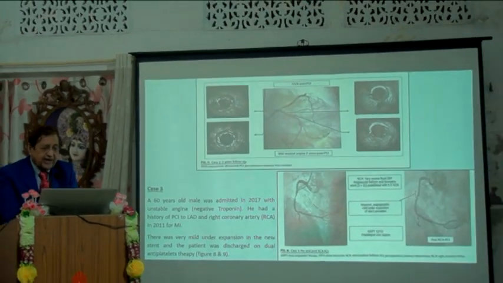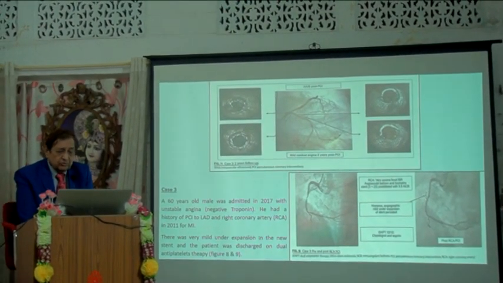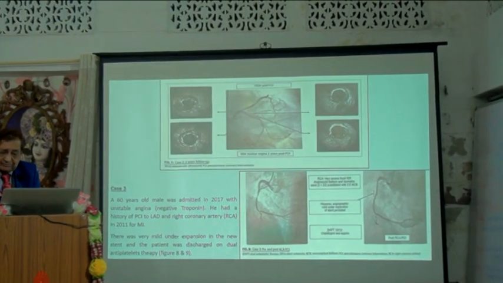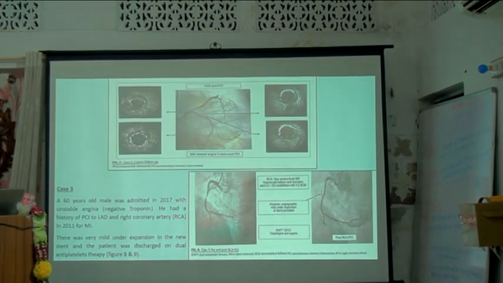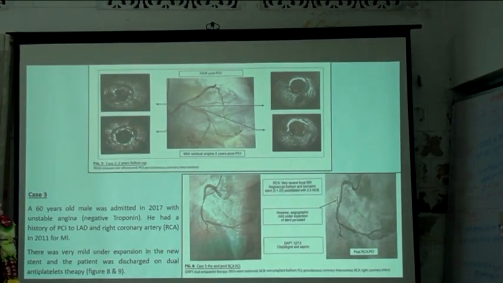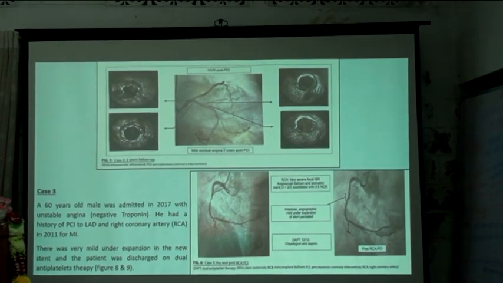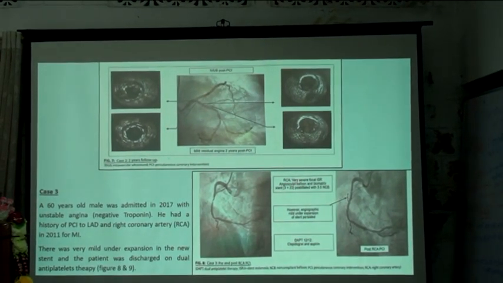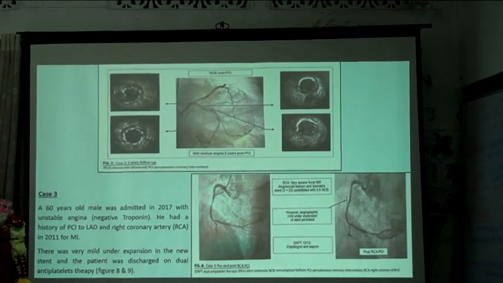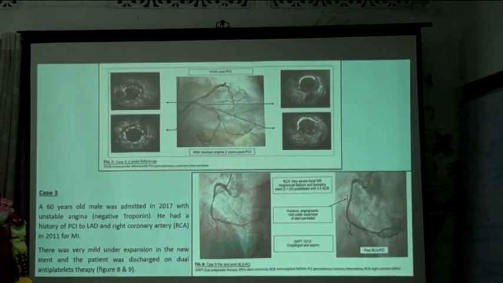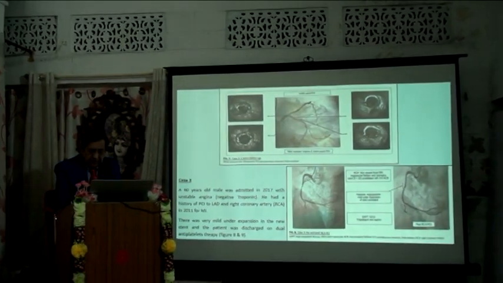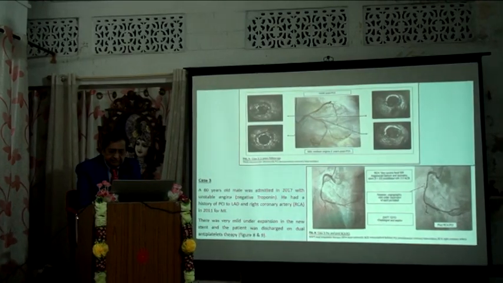A 60-year-old male was admitted in 2017 with unstable angina, meaning negative troponin. He had a history of PCI to the LAD and right coronary artery in 2011 for myocardial infarction. There was very mild under-expansion in the new stent, and the patient was discharged on dual antiplatelet therapy, aspirin and clopidogrel.